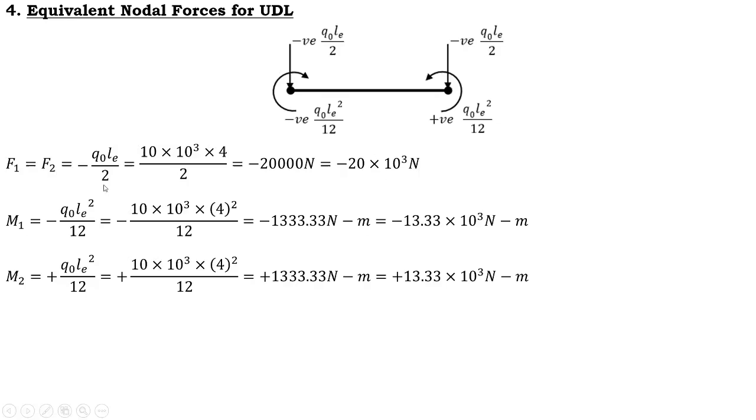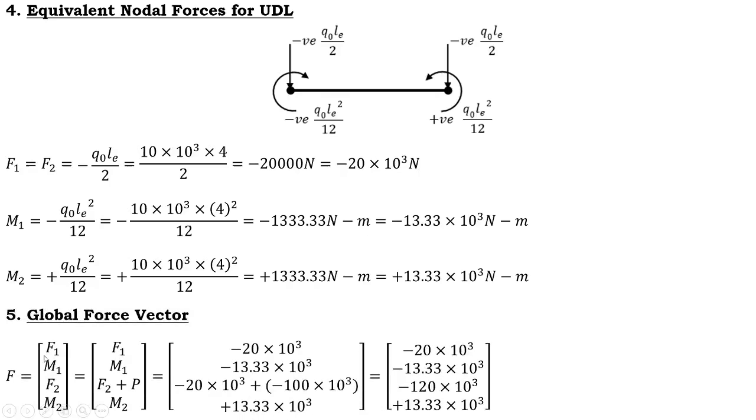Therefore, when I calculate M1, it is minus Q0 into LE square divided by 12. When I substitute all the values, it is minus 13.33 into 10 to the power of 3 Newton meter. Similarly, when I calculate M2 at node number 2, the same value, but it is a positive value, therefore it is plus 13.33 into 10 to the power of 3 Newton meter. Now after doing this, I need to get the global force vector. To get the global force vector, I have F1, M1, F2, M2. Along with F2 I have a point force, so let us add that point force at node number 2, and M2 as it is.